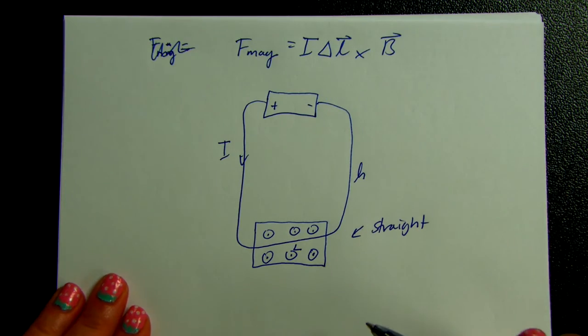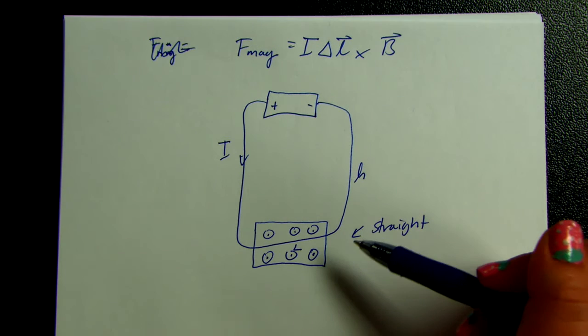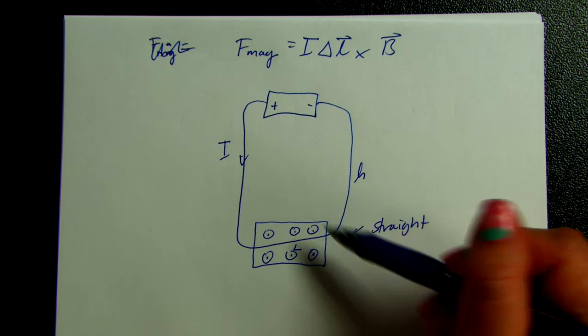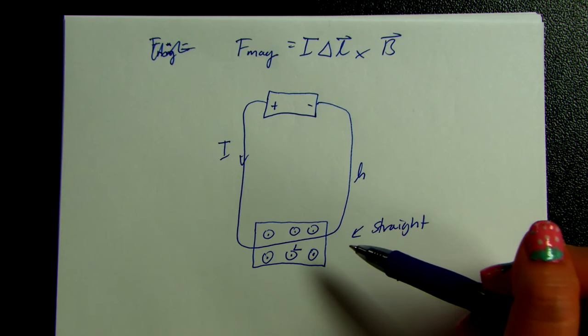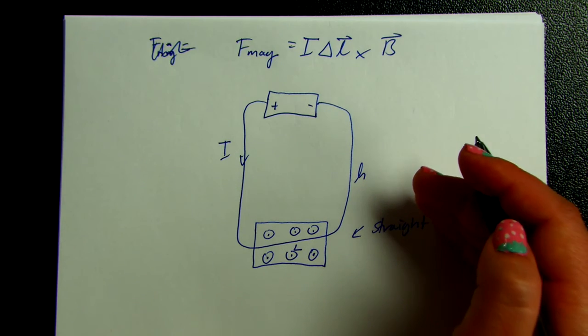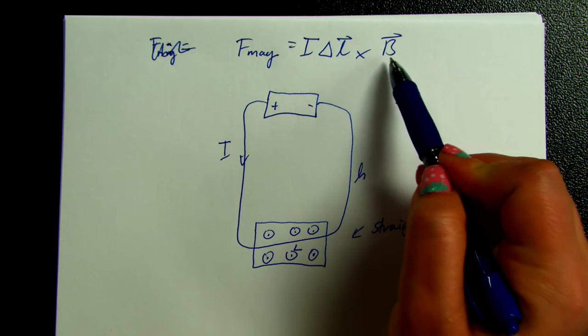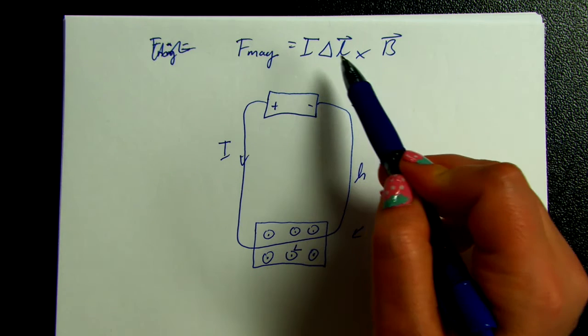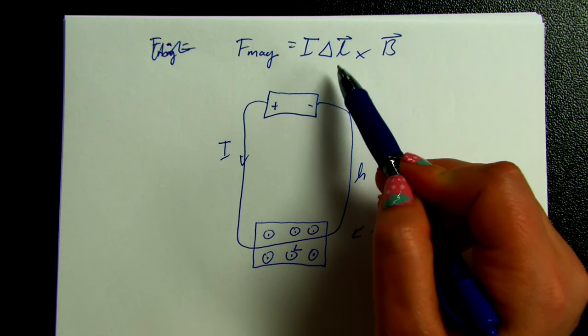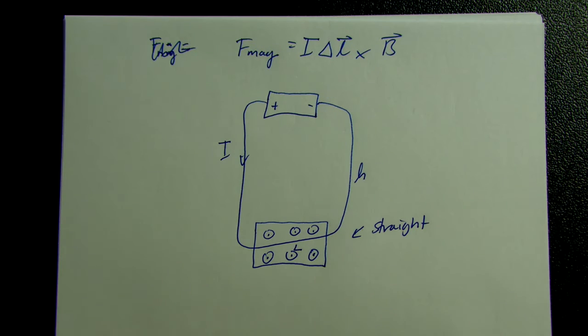Okay, so we want to think about how we would calculate the direction of force on the segment of the wire that's in the magnetic field. So remember, we're dealing with magnetic force, not magnetic field. So magnetic field is given. Magnetic force is the cross product of the length with the magnetic field. So that's just something to keep in mind.